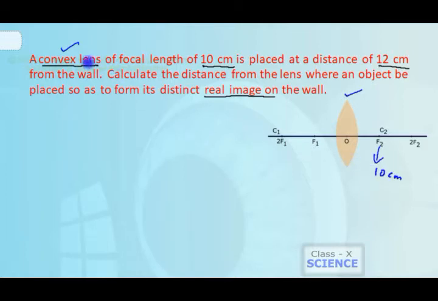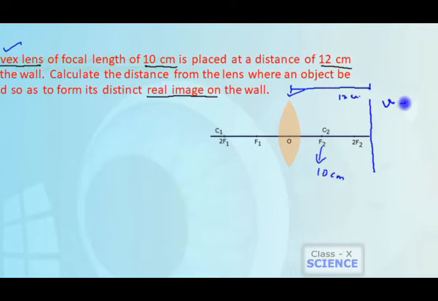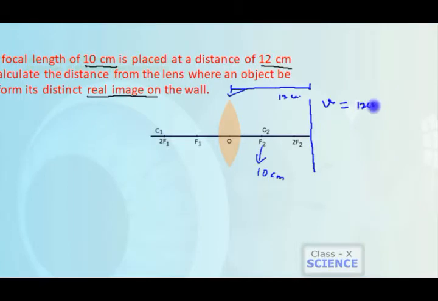The next thing is, that lens is placed at a distance of 12 cm from the wall. Assume that this is the wall. The distance between the lens and the wall is 12 cm, right? So here image distance is given, right? So here v is equal to 12 centimeter is given.